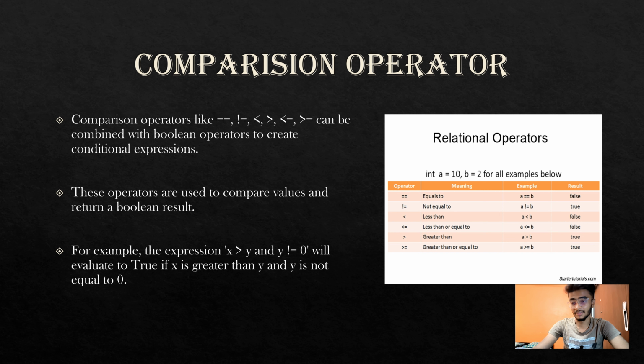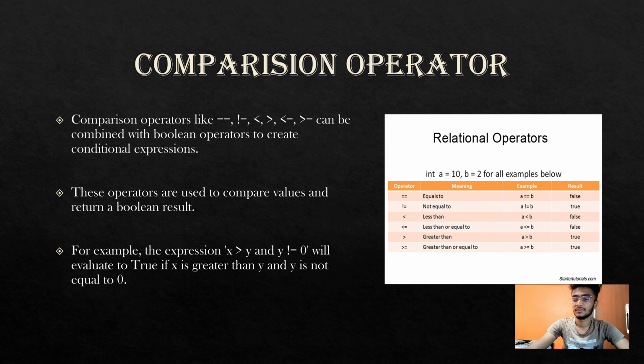Now we have the comparison operators. Comparison operators like double equals, which means equal to, not equals, less than, greater than, less than or equal to, and greater than or equal to can be combined with Boolean operators to create conditional expressions. So you can not only combine the Boolean operators, but also use the comparison operators with them. That would make the statement even more complex, more useful, and make it easier to create the code.